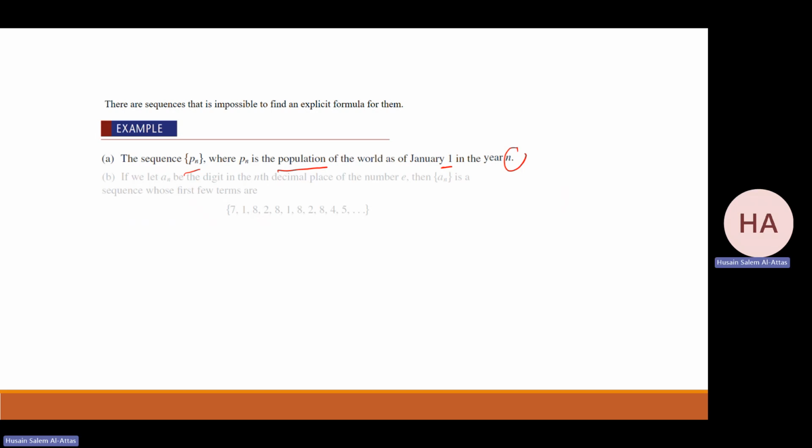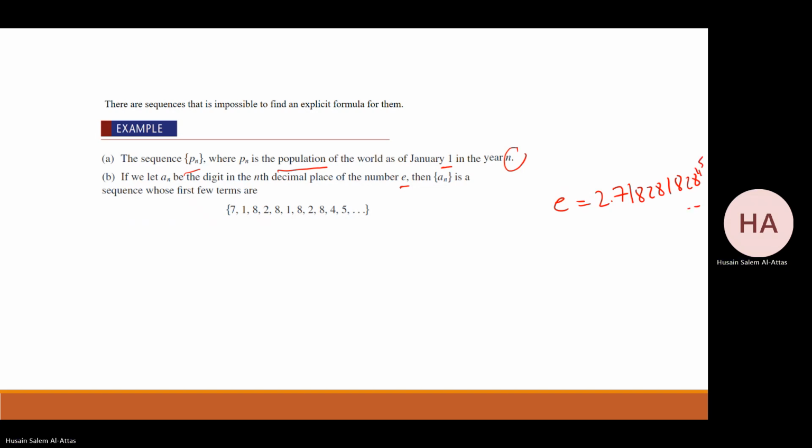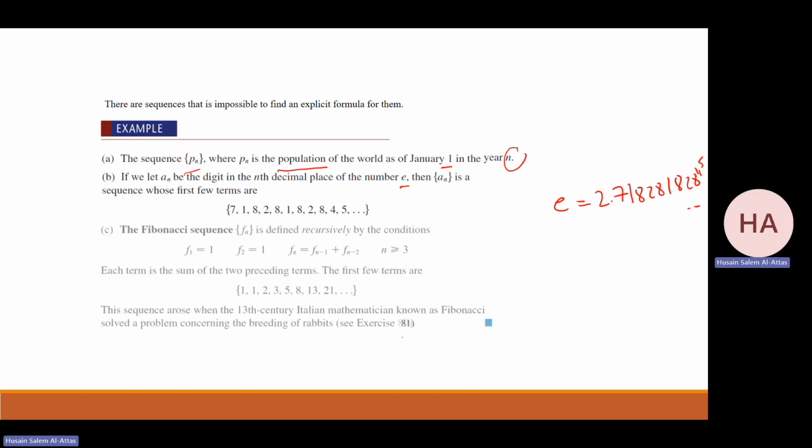Also, if we say the digit in the nth decimal place of the number e. I know e is 2.71828182845. You cannot find a formula for the digit. I can say A1 will be 7, A2 will be 1, A3 will be 8, but I cannot find a formula for that.